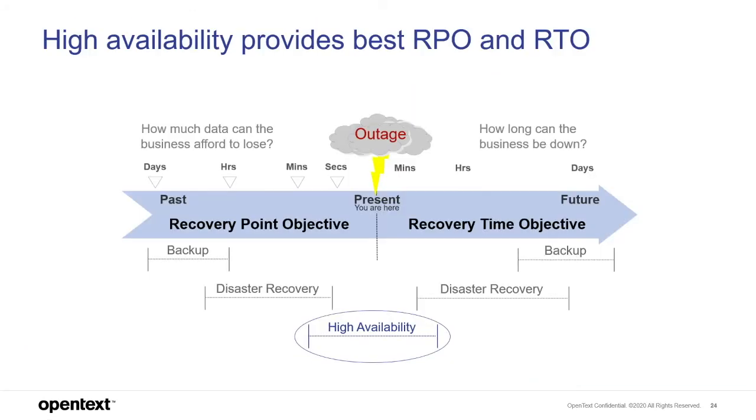High availability, HA, provides the best recovery point objective, so the latest data point using synchronization or replication, and the best recovery time objective, because the recovered data will be available very, very soon again. So both things are in very good shape here.